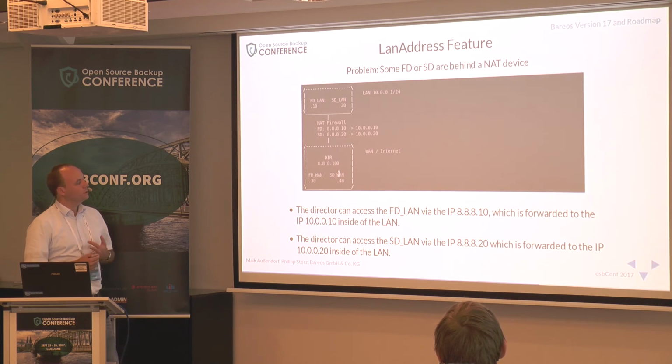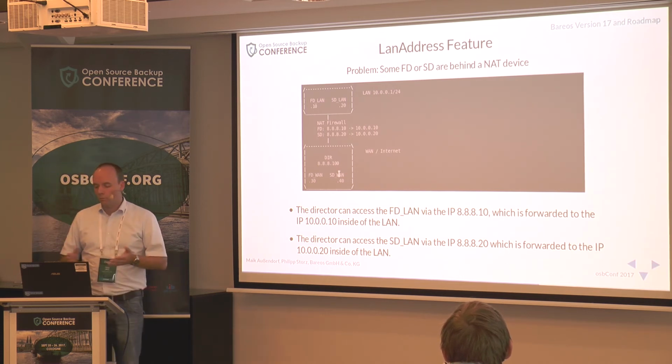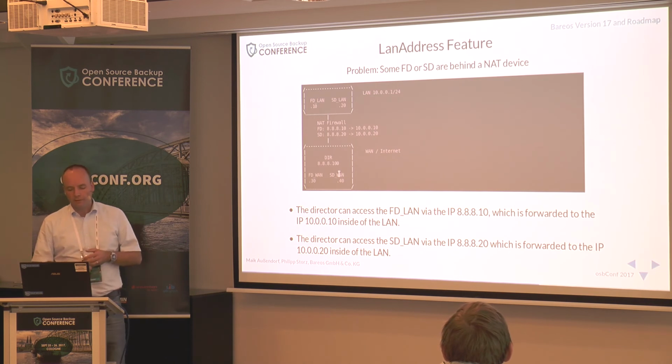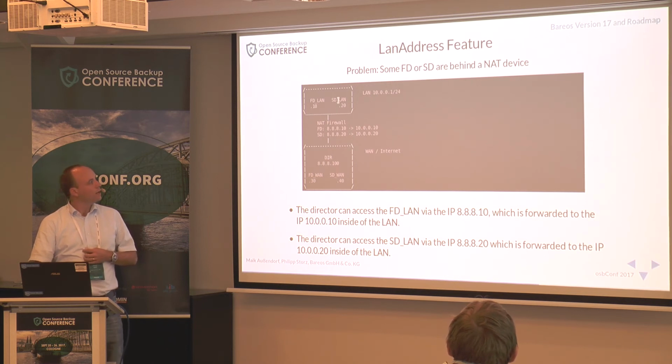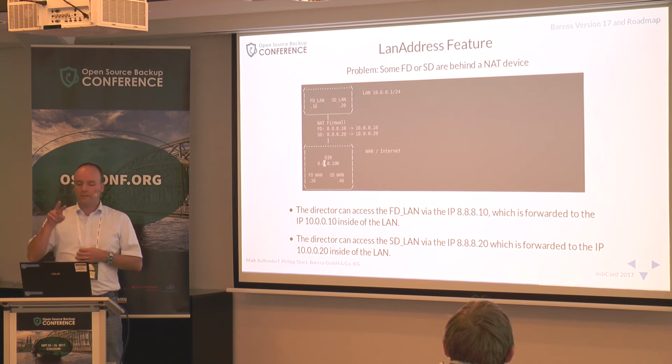And what they wanted to be able to do, or where the problem was before, is if you want to make a backup and tell this file daemon to back up to this storage daemon, usually the director sends through the control connection where this storage daemon can be reached. And therefore it uses the address that itself uses to connect to this machine.